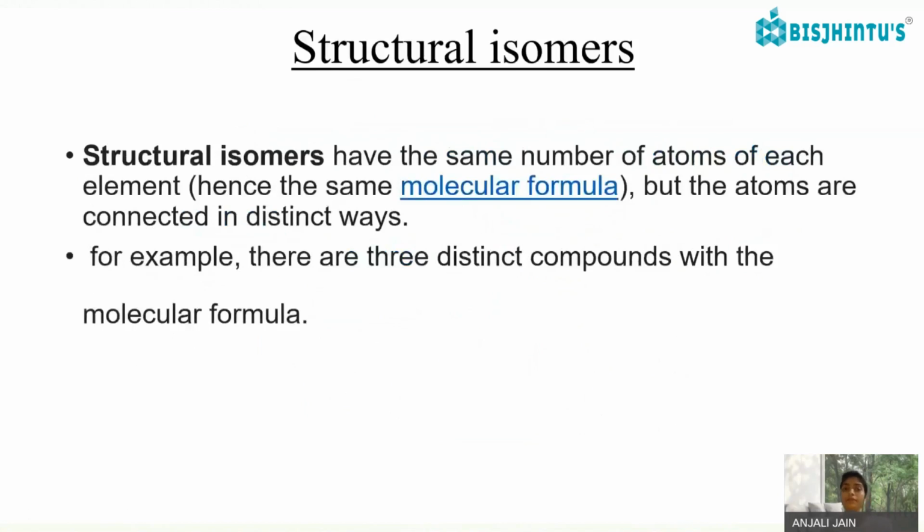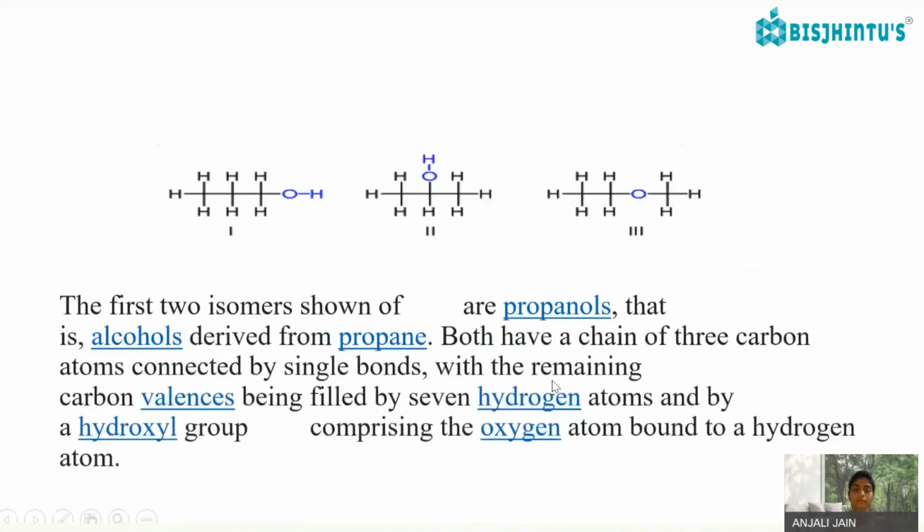So first of all, we come to the structural isomers. Structural isomers have the same number of atoms of each element. So if we talk about structural isomers, they have the same molecular formula, but the atoms are connected in distinct ways. For example, here I've taken the example of propan-1-ol, propan-2-ol, and an ether, ROR, which is methoxyethane.